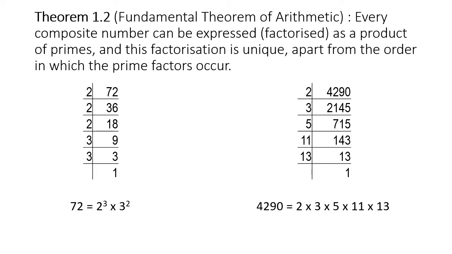Now we come to a theorem, the fundamental theorem of arithmetic. What does it say? Every composite number can be expressed, it means factorized, as a product of its primes. It means you have to break up the number in such a way that all its factors are primes and you should not have any composite factor. Factorization is done in two ways. Which two ways? Having a composite factor or a prime factor. This theorem says we should have the product only as prime factors.